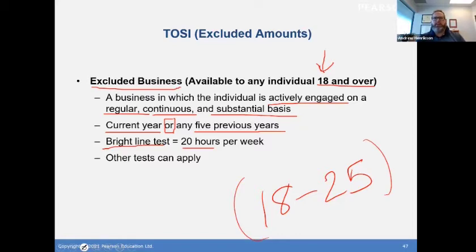There's a lot of 'it depends' in this category. But there is kind of a test to say, well, if you're doing at least 20 hours, we're good. We can prove that, no problem. And this fits for anybody 18 and over. So the business itself can be excluded from this because you're actively engaged with it. So any income you get from that business is free and clear of these rules.